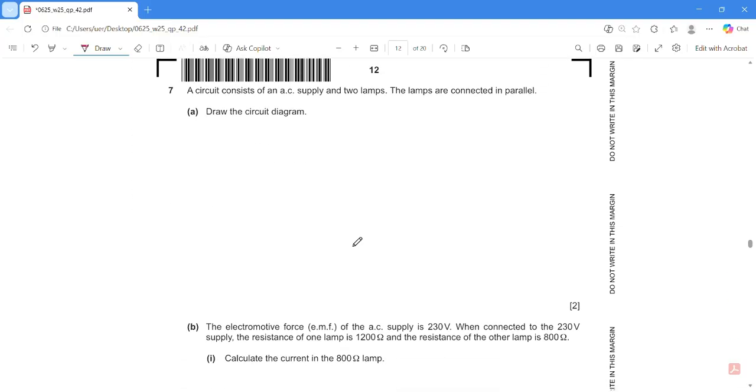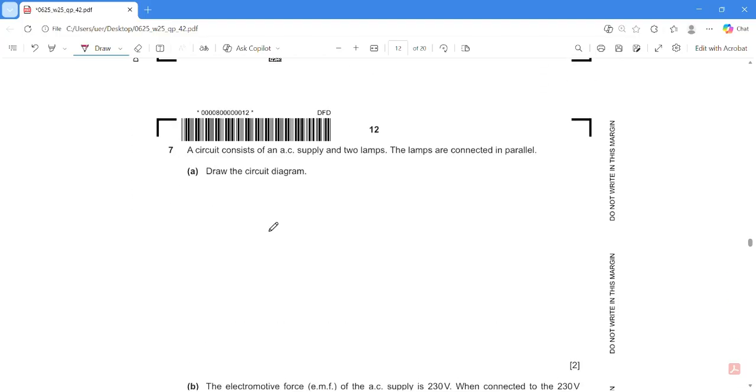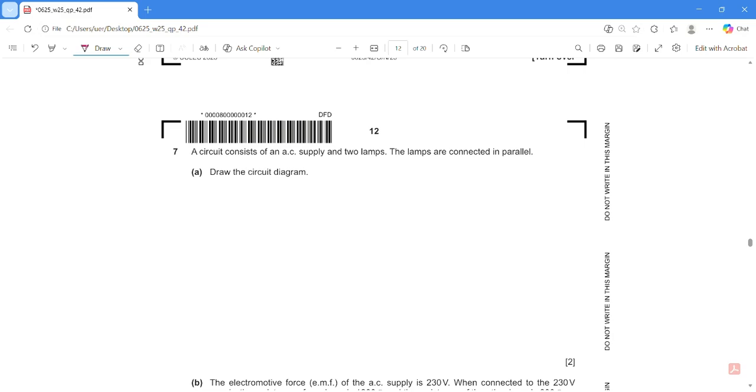Okay, let's go to number 7. Draw the circuit diagram. So now we have an AC supply with 2 lamps connected in parallel. For the AC supply, you draw 2 circles with a sine wave in between. This is your AC. Then the lamp is a circle across. Then we connect the other one in parallel connection. So, done. Easy peasy.